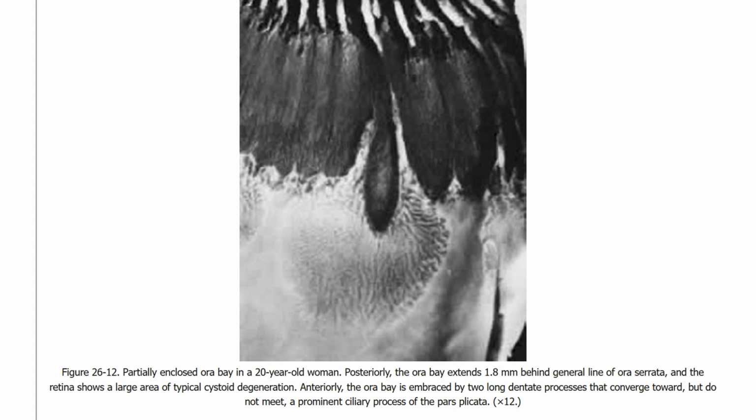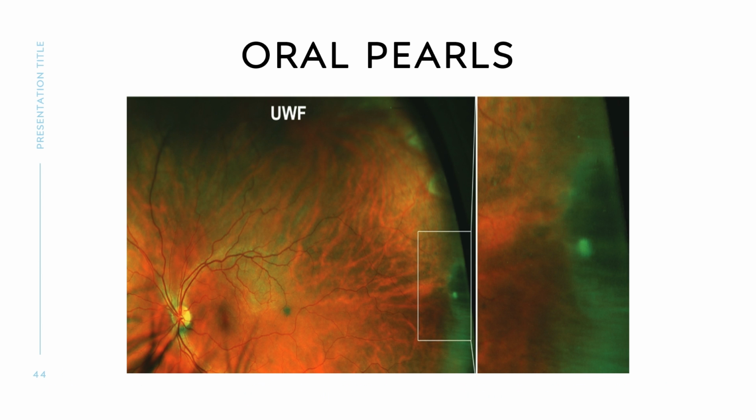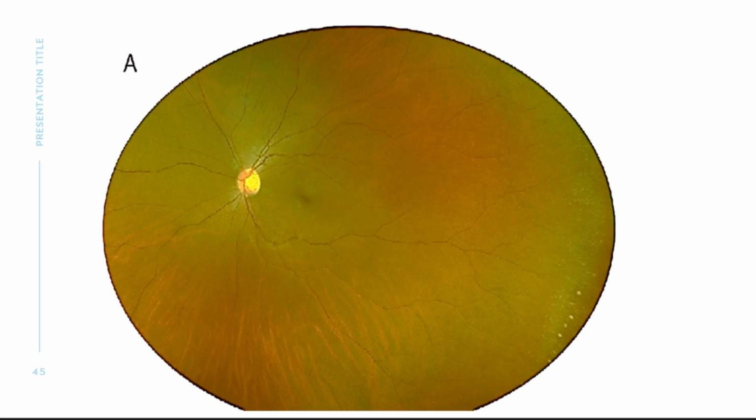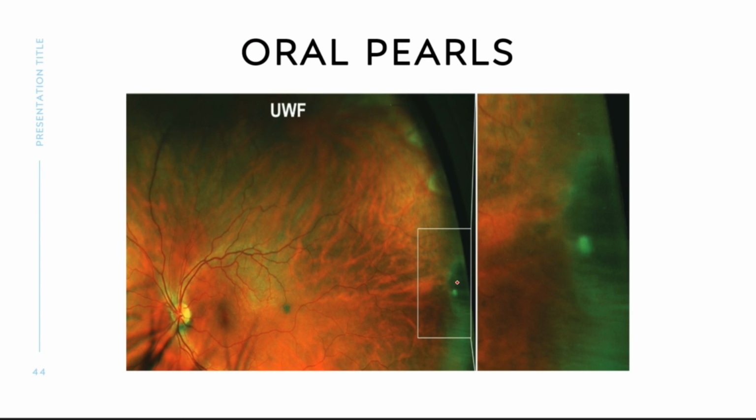Again over here, one more image showing that these dentate processes are enlarged and they are basically enclosing an oral bay. This is again an example of enclosed oral bay. If you look carefully, you can see these drusen-like structures. These drusen-like structures are known as the oral pearls or the pars plana pearls, right? They appear at the junction of the retina and the ciliary epithelium, mostly along the dentate process, and histologically they are formed under the RPE and near the Bruch's membrane. That's the reason why I'm calling them drusen-like, right?